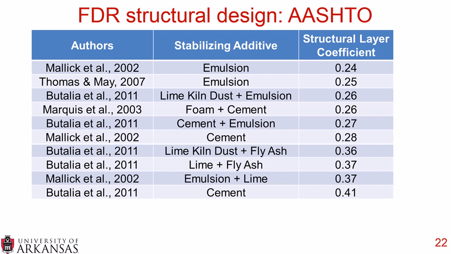So in 2002, we had a cement structural layer coefficient of 0.28. In 2011, we had a cement structural layer coefficient of 0.41. In 2011, we had a lime plus emulsion structural layer coefficient of 0.26, and in 2002 it is 0.37. So you can see there is a lot of uncertainty of exactly where the structural layer coefficient of full depth reclamation is. So I'm just going to leave it at that.